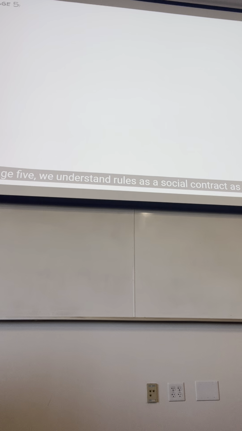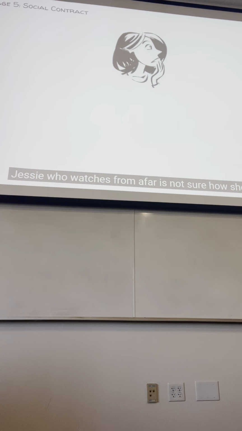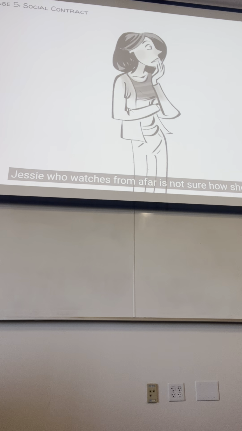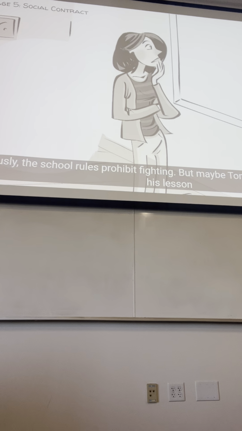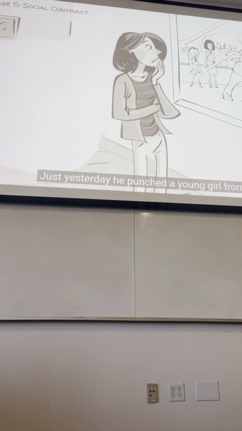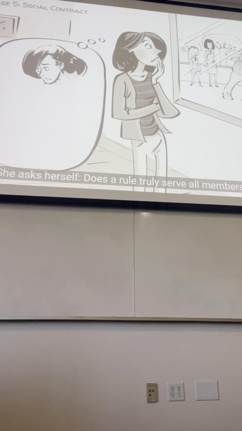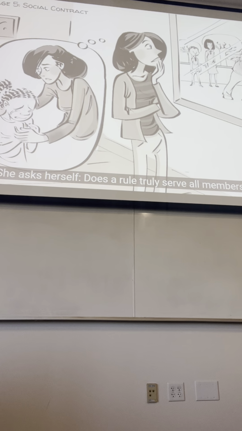At stage 5, we understand rules as a social contract as opposed to a strict order. Jessie, who watches from afar, is not sure how she feels about this. To her, rules make sense only if they serve the right purpose. Obviously, the school rules prohibit fighting, but maybe Tom deserves to finally learn his lesson. Just yesterday, he punched a young girl from grade 1. She asks herself, does a rule truly serve all members of the community?